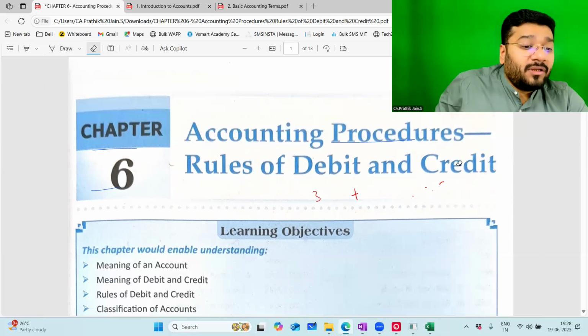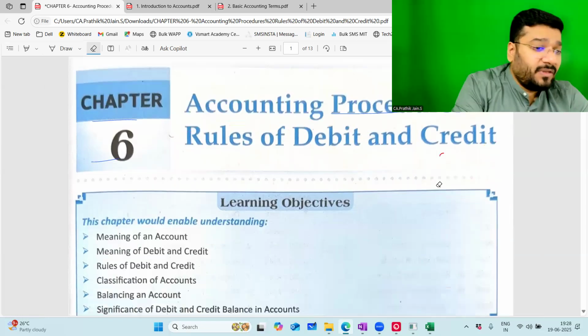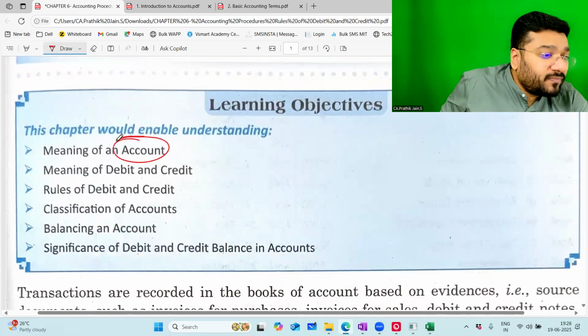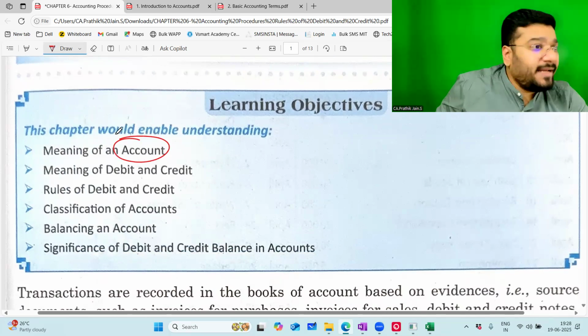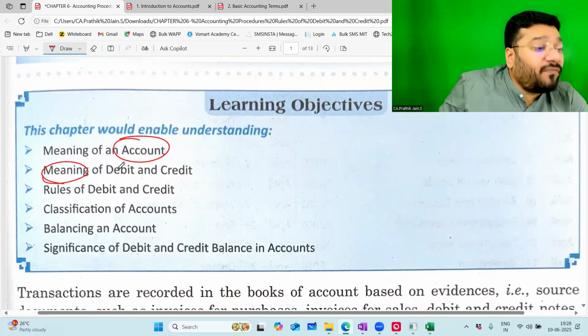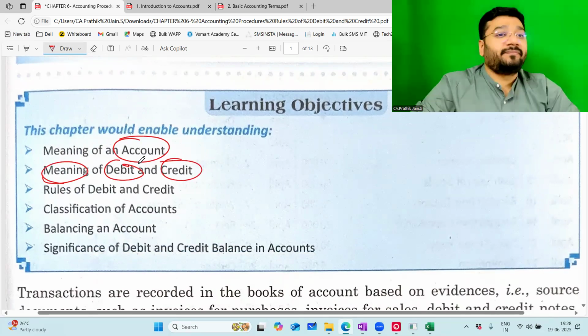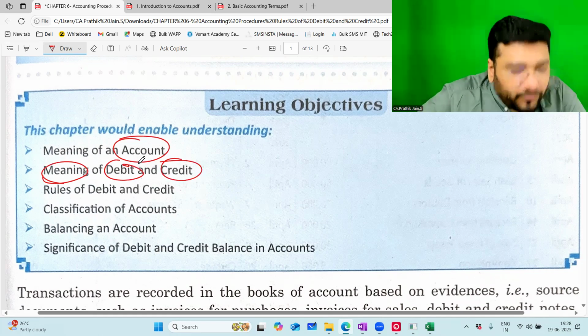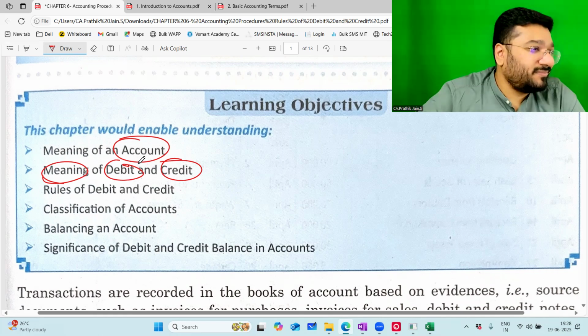Sir, if you feel that this chapter is very important, what are we going to learn in this chapter? We will try to first of all understand what is the meaning of account. Second, we'll try to understand what is the meaning of debit and credit. I'll ask you what is the meaning of debit and credit, to which none of you will be able to give me the right answer. Open challenge.